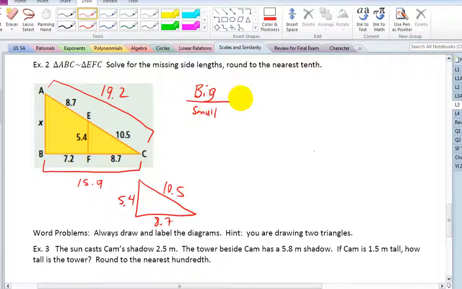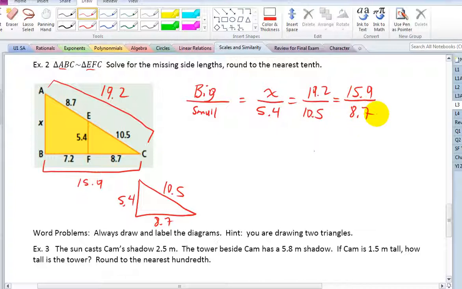Now you might not be able to have 3 fractions. That's okay. As long as you have 2 of them that work. So x lines up with 5.4. You can get that from the name A, B, and EF. Then on the large triangle, we're at 19.2. On the small, 10.5. The large one, 15.9. On the small one, 8.7. Okay. Solve for x. Go.